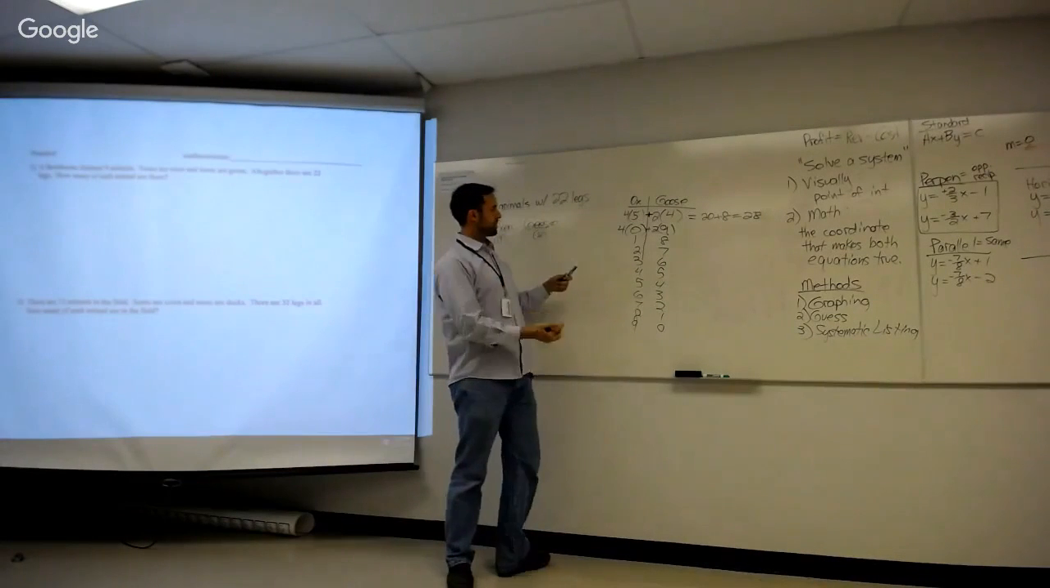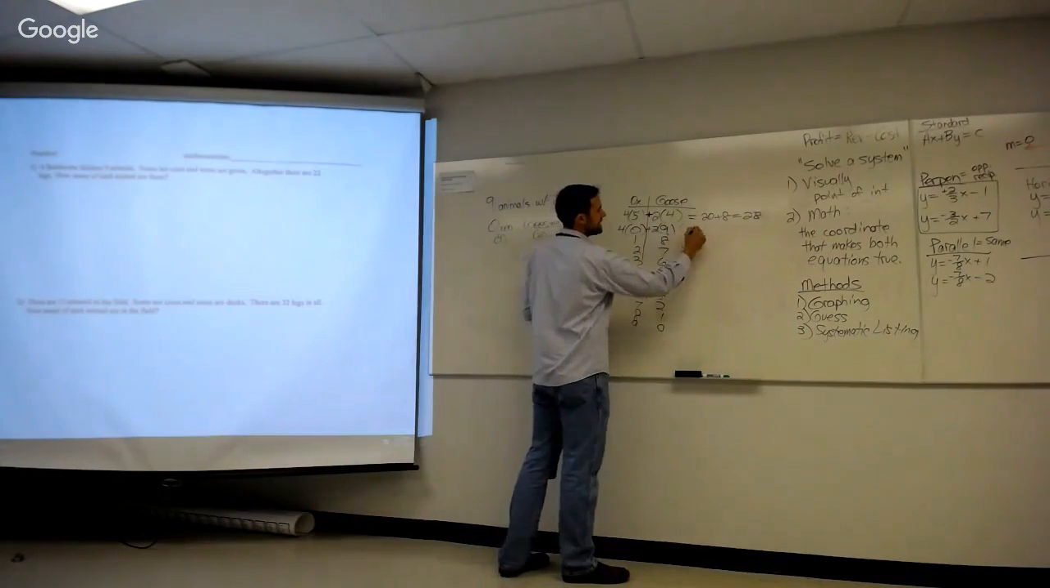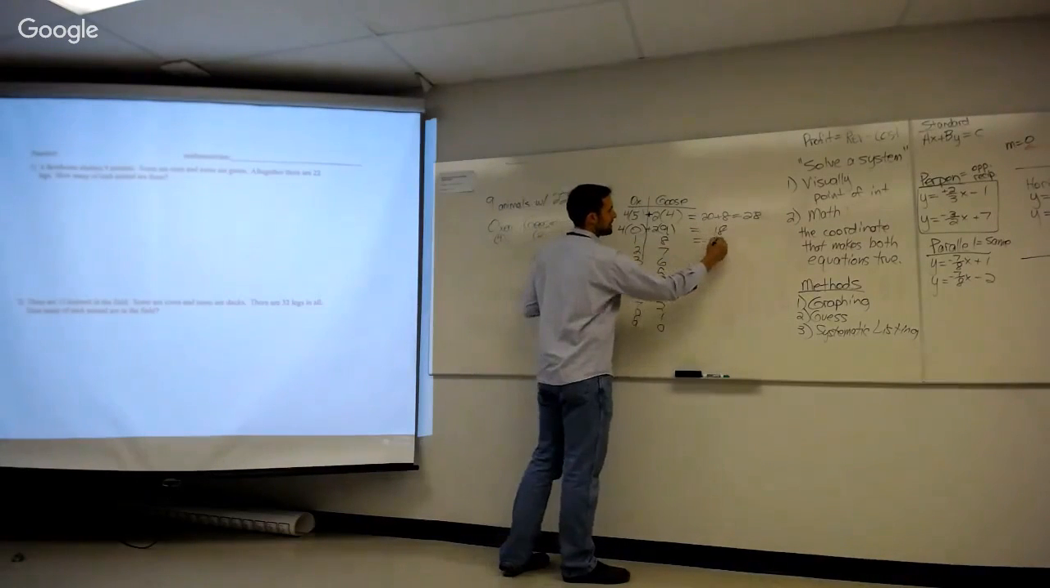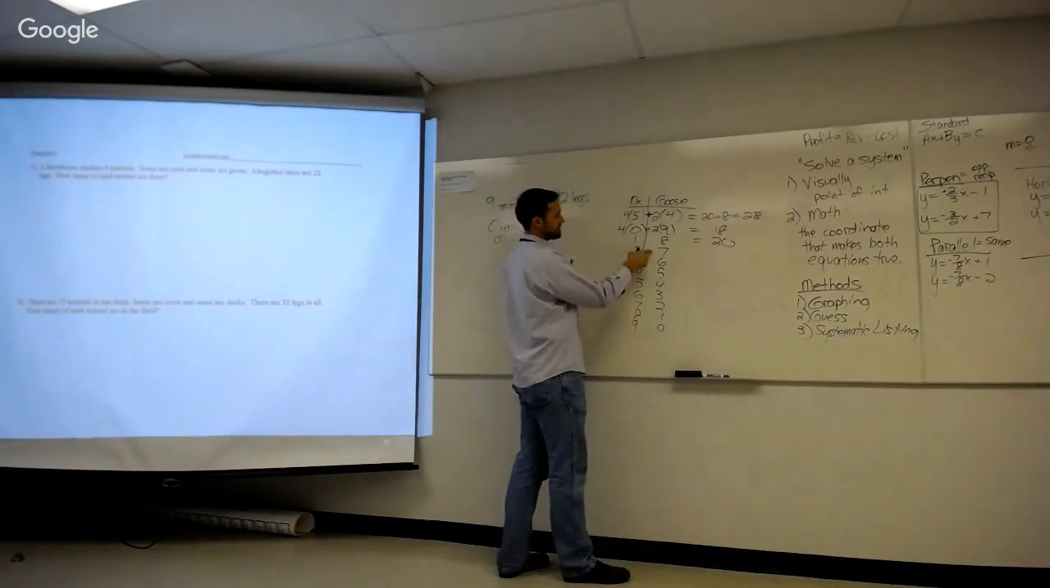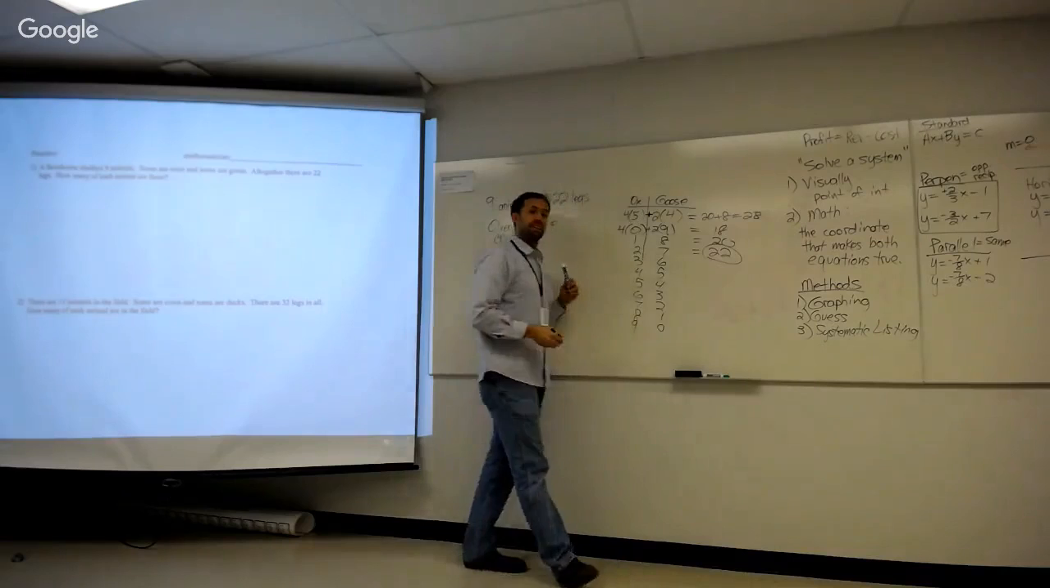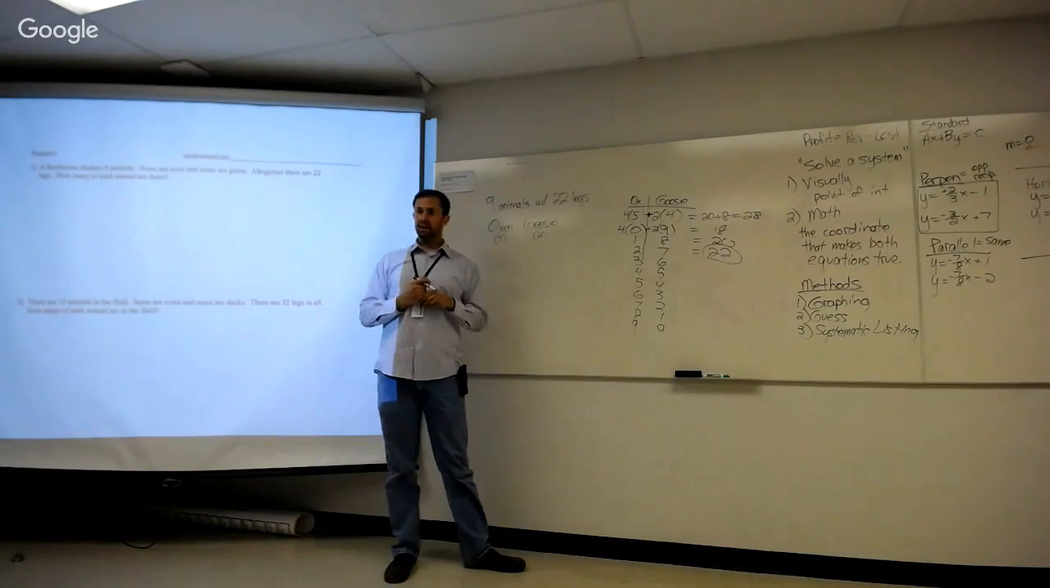And you just start going for it. So let's see, that'd be 0 plus 18, that's 18. And then 4 plus 16 is 20. And then 4 times 2 is 8, plus 2 times 7 is 14, 8 plus 14 is 22. Ding, ding, ding. Look at that, we just found that there are 22 legs.